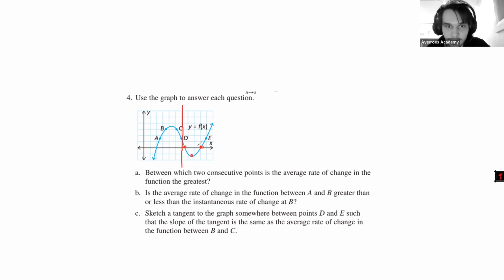So we have a domain defined by... let's do the bottom. The bottom is going to be horizontal, such that the slope of the tangent is the same as the average rate of change in the function between B and C. And between B and C, you can see that we picked up the right line right away.